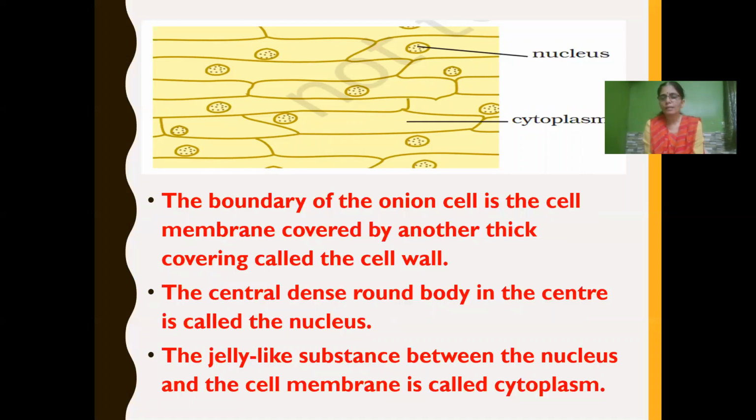Here many cells are arranged like bricks, isn't it? So we can see all the basic components of the cell. As onion is a plant cell, we can see the thick covering, that is the cell membrane and cell wall. Then inside, the round dense body is the nucleus, and the jelly-like substance present between the nucleus and the cell membrane is called cytoplasm. So these three basic components of the cell can be observed under a microscope.